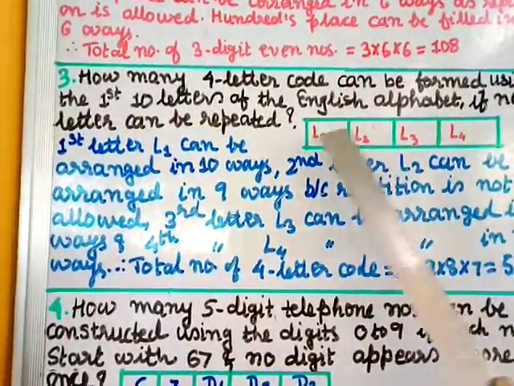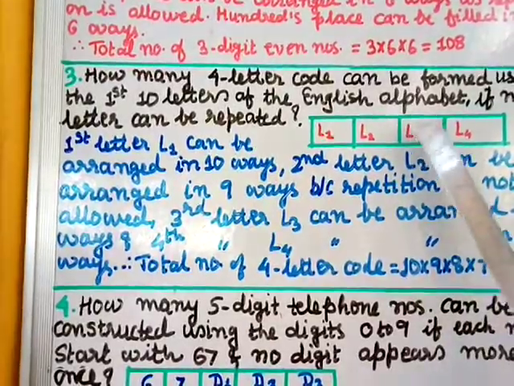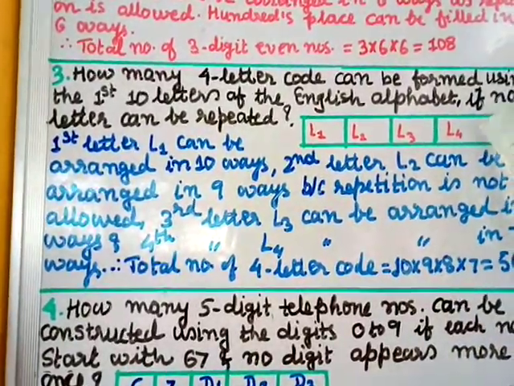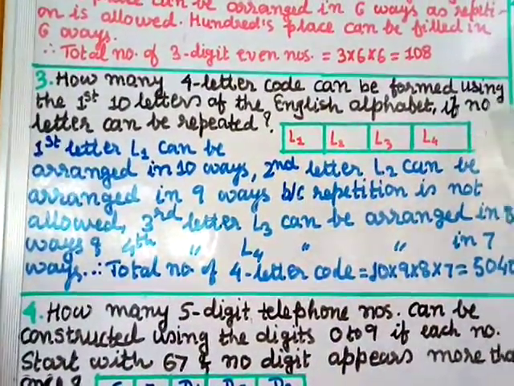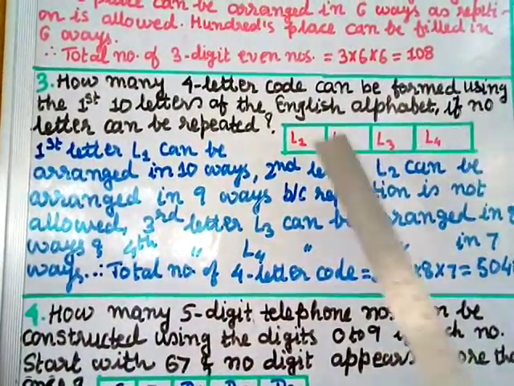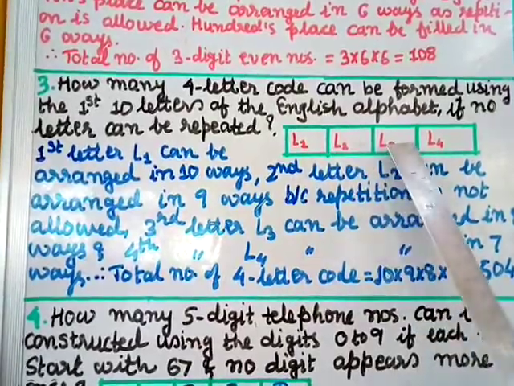Now this one, the 2 which you have used, you cannot use here. So this place can be filled in 8 ways, because repetition is not allowed. Okay, so here it will be less than this, right? So here 10, 9, 8 and 7.